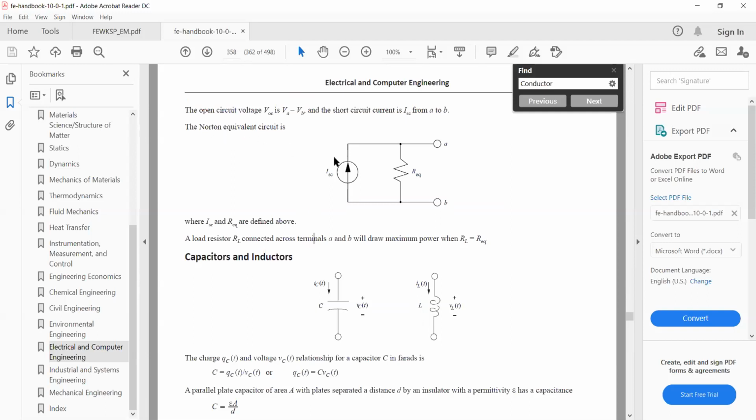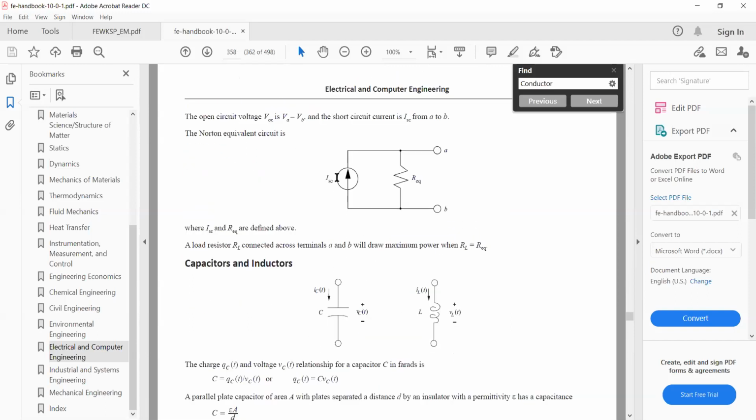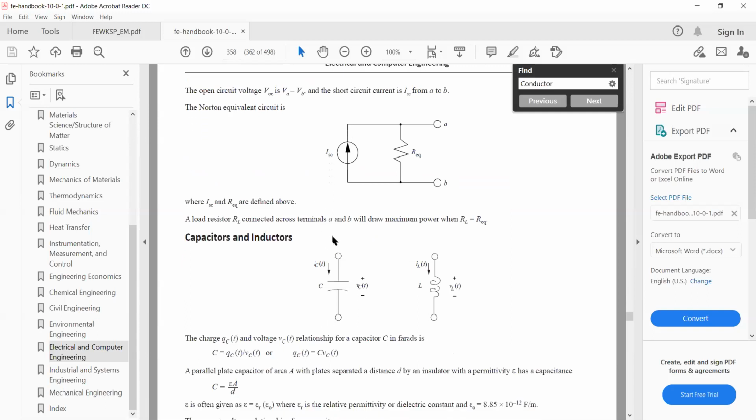We also have a Norton equivalent circuit, which is very similar to the Thevenin. Actually, it's pretty much the same thing, only your voltage source might be alternating. So it depends on the circuit you're looking at.